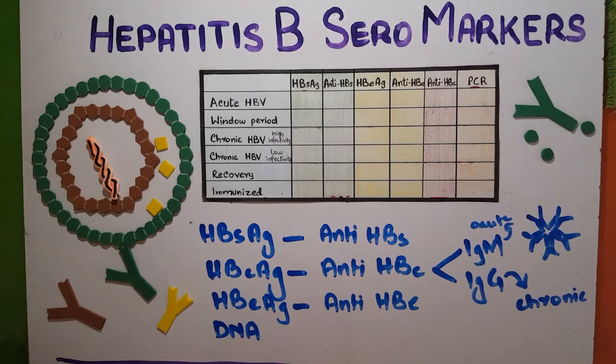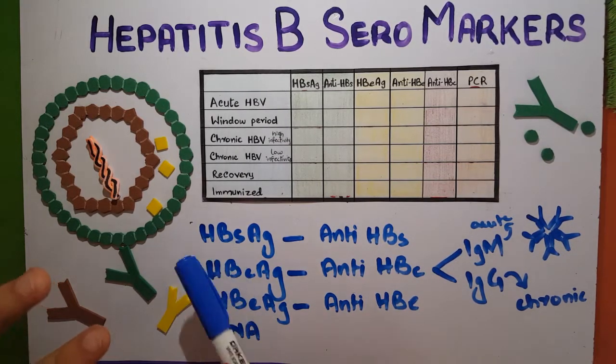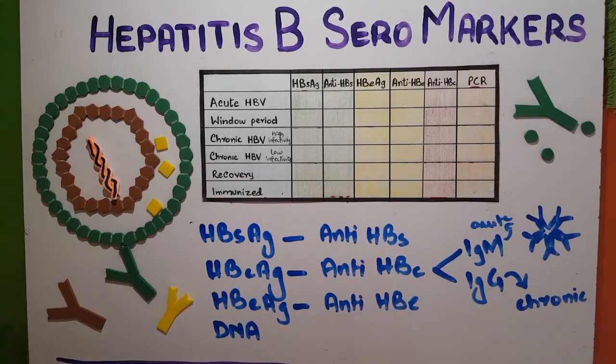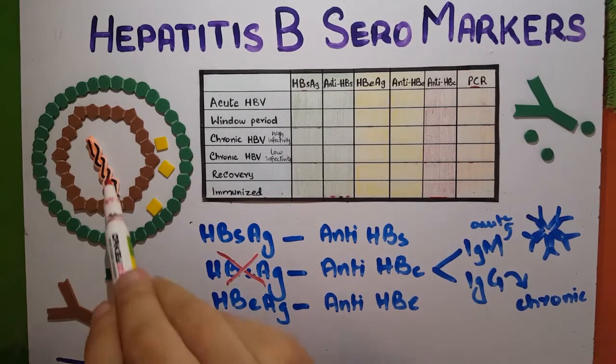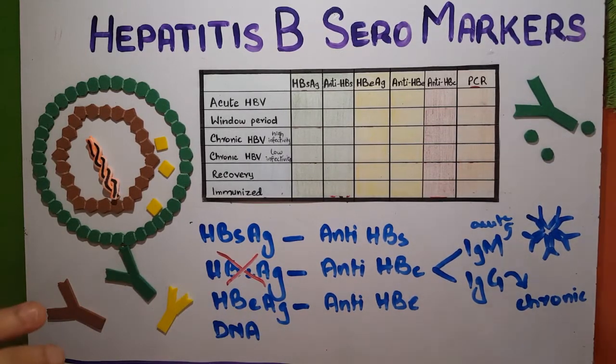Now, one more thing we will discuss, two more things in fact, is that all of these can be detected in the serum, but this HBC antigen cannot be detected in the serum because it is present inside the cell, and even when it is released in small amounts, the amount is so small that it is undetectable. So no matter in which stage of disease the patient is in, HBC antigen will never be positive. The rest can be detected.